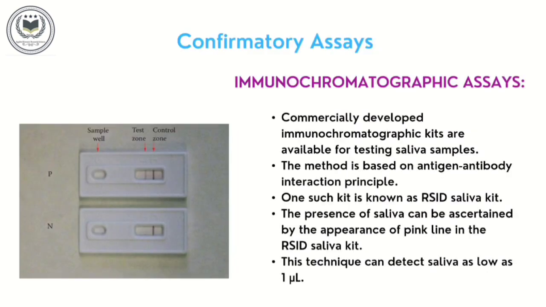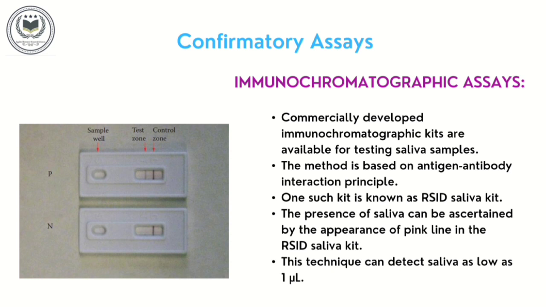Then we will discuss the confirmatory assays. Here the immunochromatographic assay is used for the identification of saliva. Also ELISA is used. In the immunochromatographic assay, commercially developed kits are available for testing the sample. Here we can see in the picture. This method is based on the antigen-antibody interaction principle.